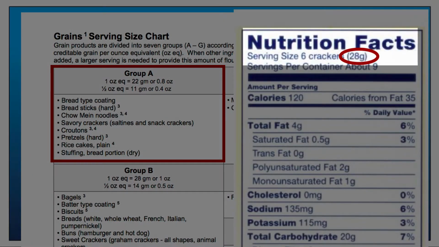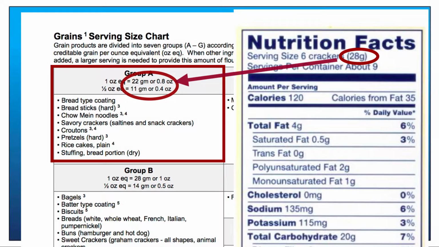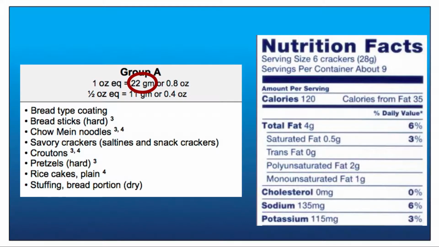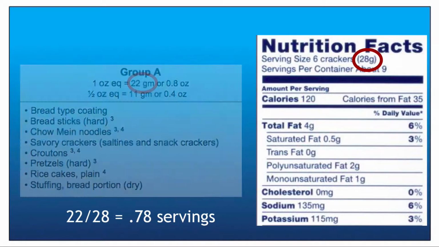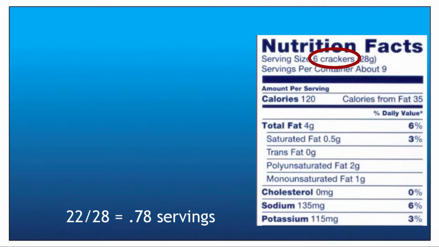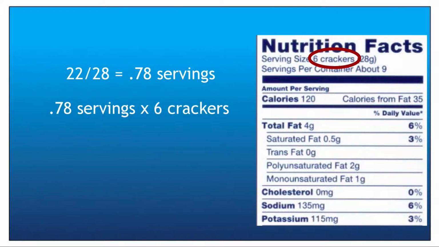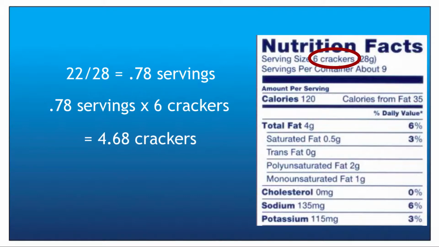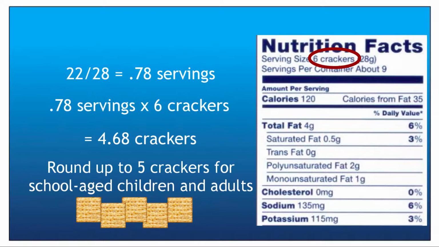The nutrition facts label serving size of 28 grams is larger than both the required weight for older children and adults and younger children. Divide the required weight of 22 grams by the serving weight of 28 grams listed on the nutrition facts label. The result is 0.78 servings. From the nutrition facts label, there are 6 crackers in a serving. Multiply 0.78 by 6. The result is 4.68 crackers. Round up to 5 crackers for school-age children and adults.